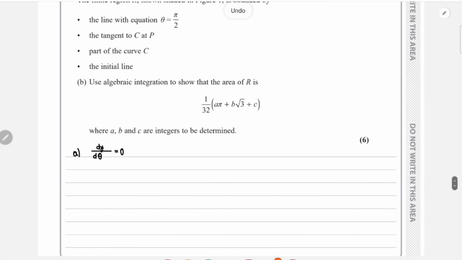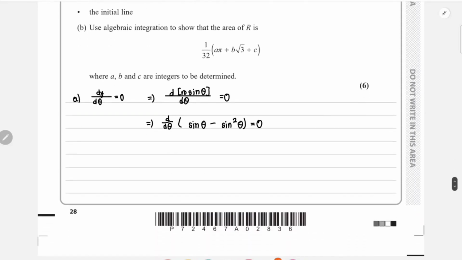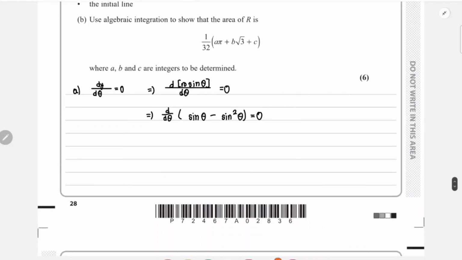And we know that y can be written as r sine theta, and r is 1 minus sine theta. So it's d by d theta of sine theta minus sine squared theta. And we can just differentiate that to get this expression, and then we can take cos outside. So we'll get this equation, and we can just set cos theta equals 0 and 1 minus 2 sin theta equals 0.